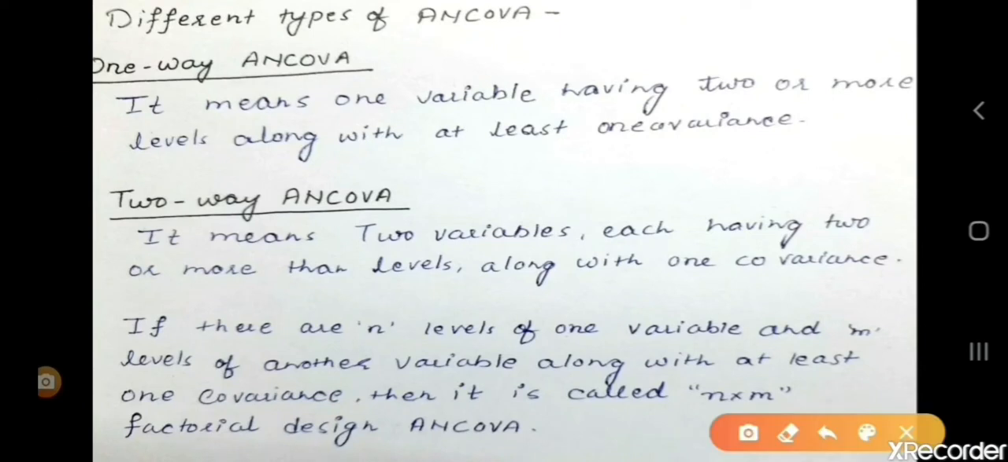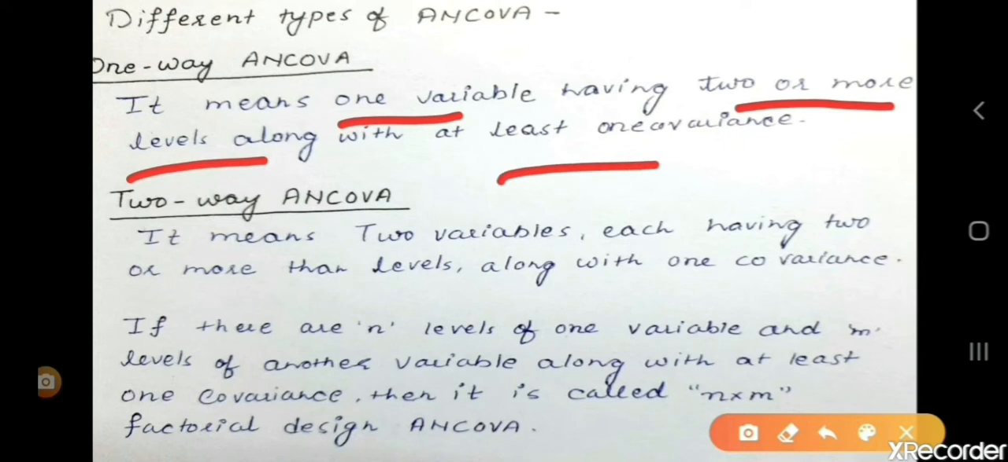Next, like one way ANOVA, we have one way ANCOVA, two way ANCOVA and three way ANCOVA. So we will see what is one way ANCOVA. One way ANCOVA means we have one variable which has two or more levels, and it has at least one covariate. So this is one way ANCOVA.